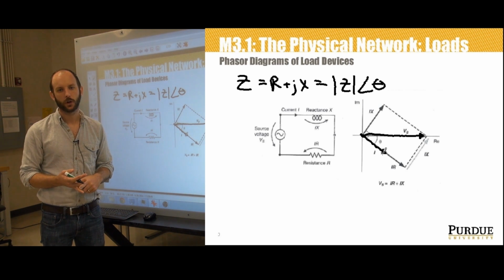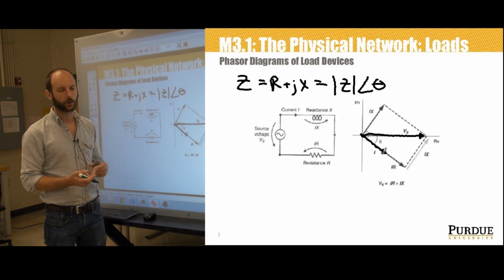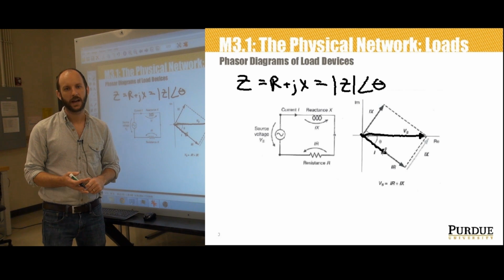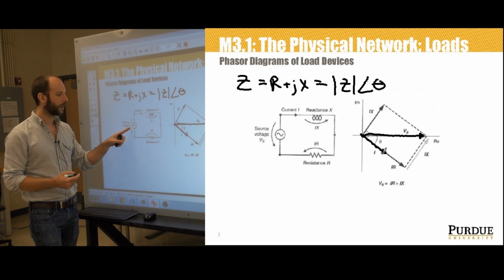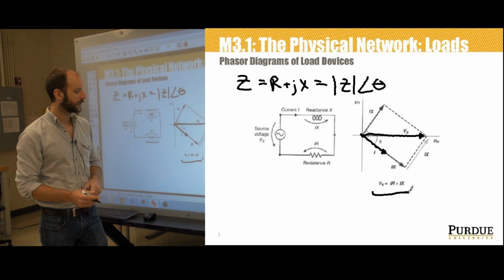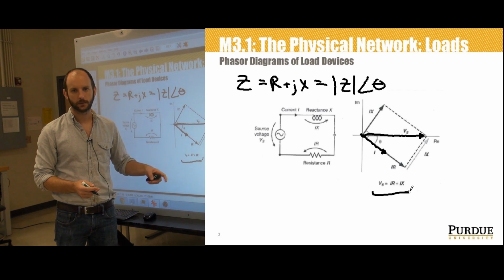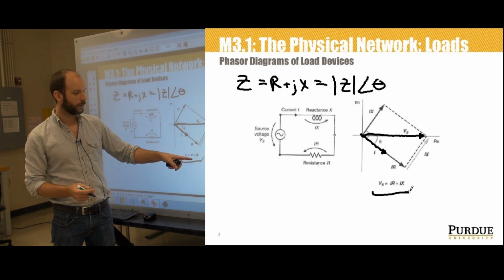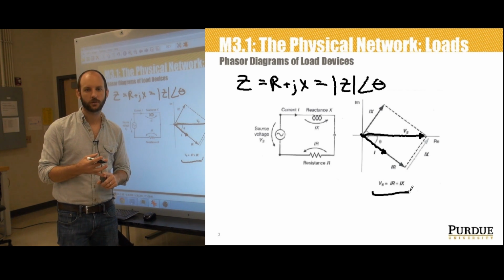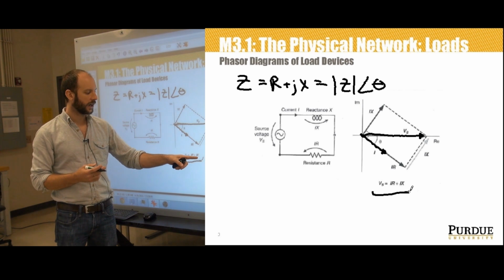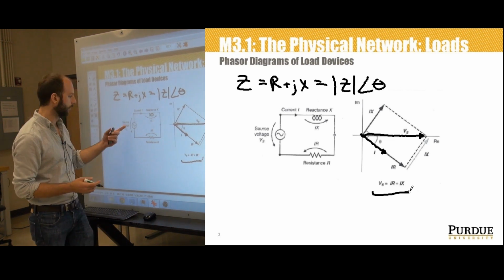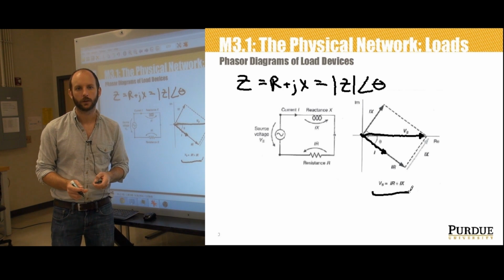From Kirchhoff's voltage law, we know that the voltage drop across the reactive element and across the resistive element must add up to equal that of the voltage source. So if we were to write that out, we've got Vs equals IR plus IX, right? In phasor form, there's an additional requirement that the phase of IX and the phase of IR must also add to equal that of the voltage source, which in this case is 0.